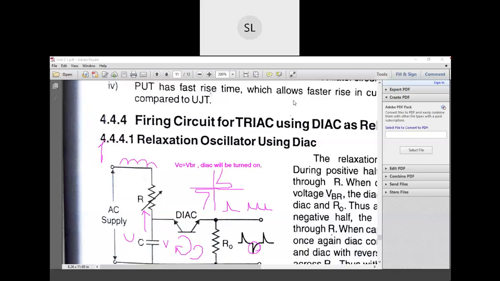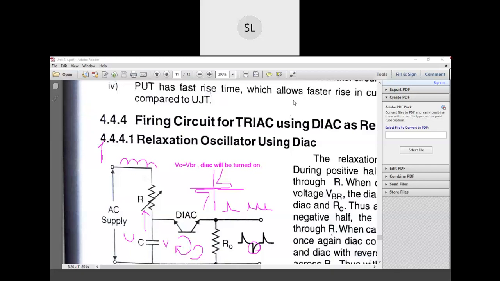Okay, so this was about the firing circuits of the SCR. So we have studied how we can turn on the SCR using the various relaxation oscillators like UJT, PUT and DIAC. Okay, so in the next session we will discuss the commutation circuits. Commutation circuits means how to turn off a conducting SCR, the SCR which is in the on state. How we can turn off that SCR using the various commutation techniques. So in the next session, we will discuss the various commutation techniques.